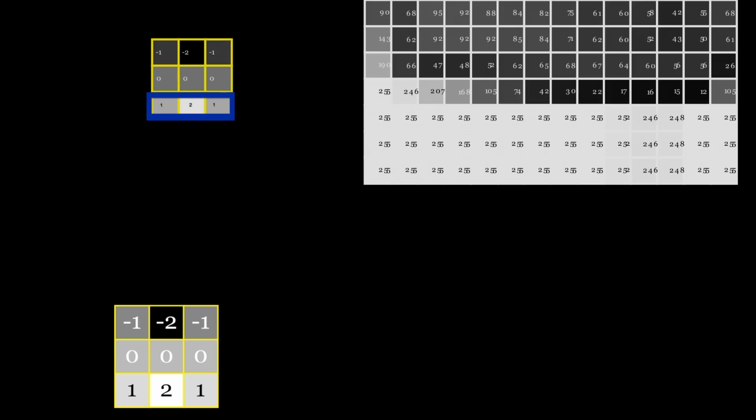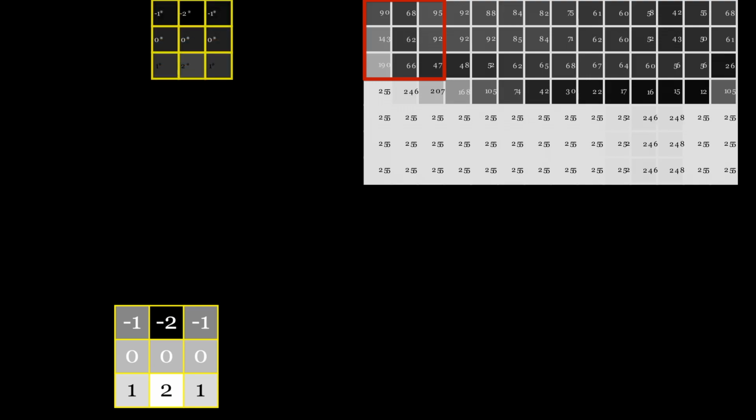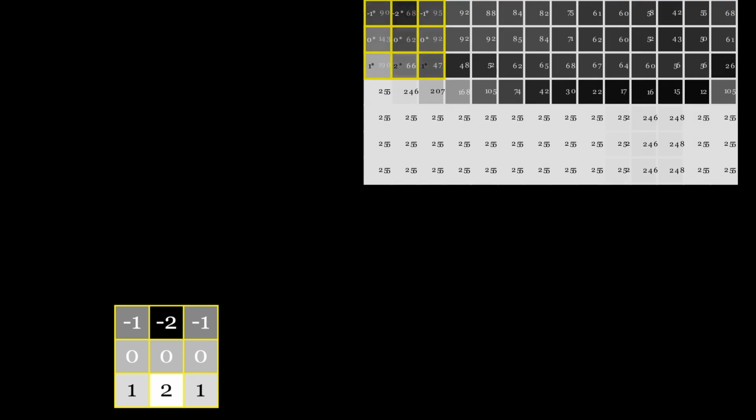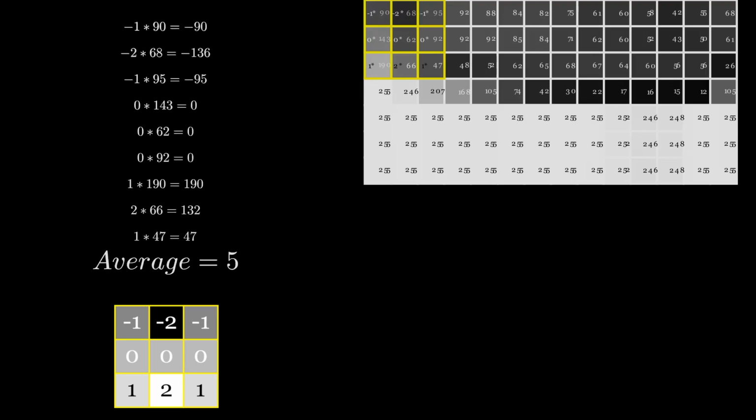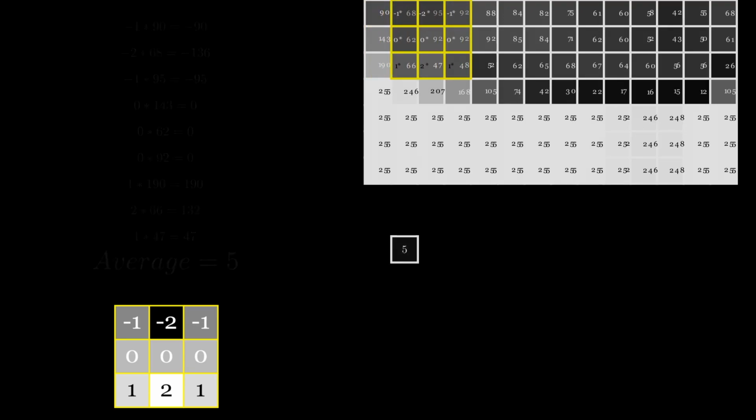Let's apply our filter to the pixels in the top left corner of this image fragment. We'll multiply the weights in the filter by the pixel intensity. We'll sum up these 9 products and take an average. The average here is 5. We'll then create an output image and insert this pixel intensity in the top left pixel of this new image.